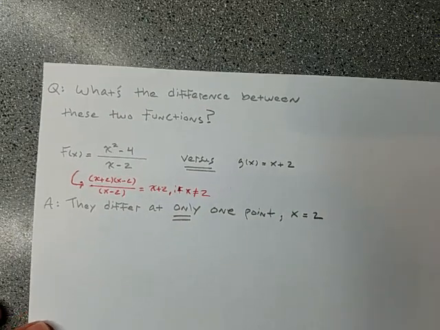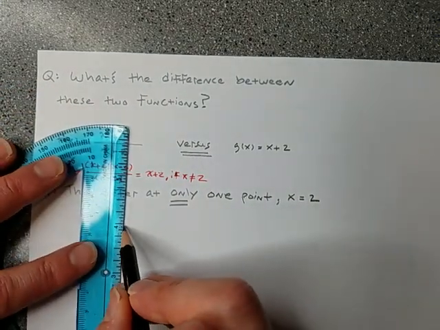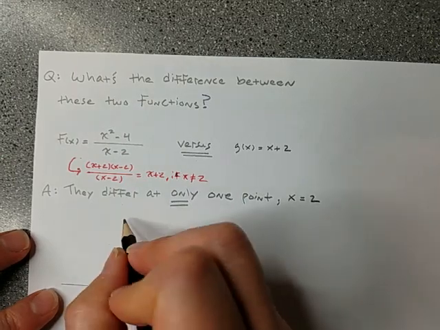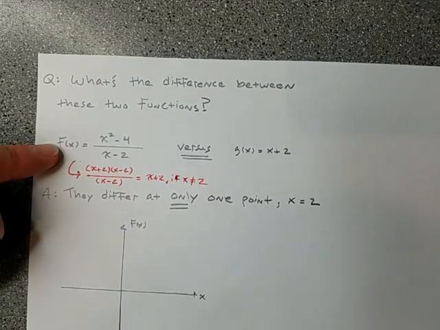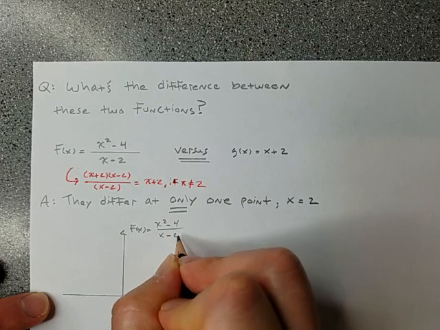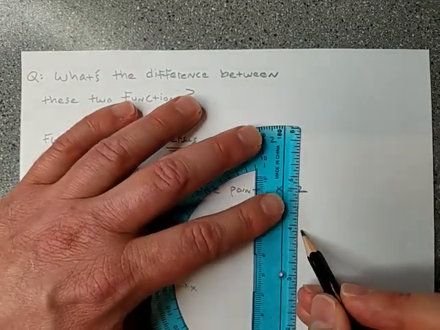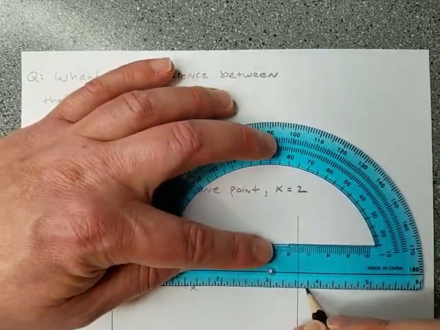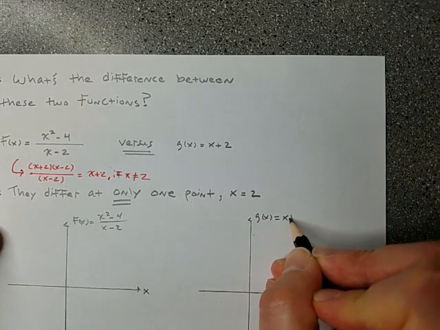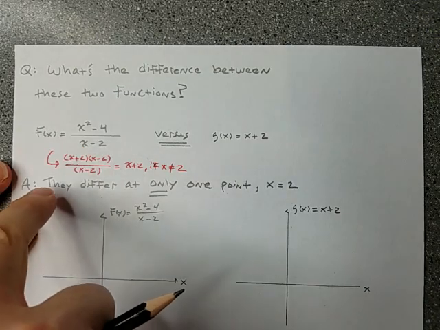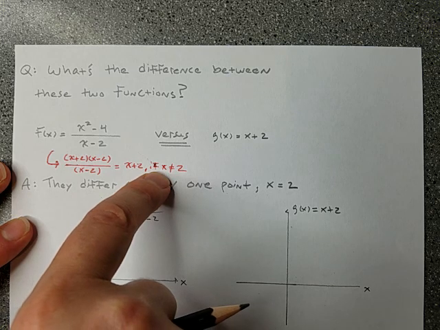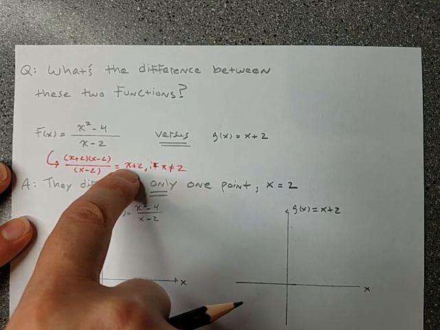So let's look at both of these together so you can see the difference. Here is the graph of f of x, that's x squared minus 4 over x minus 2, and I want to look at the other graph side by side with it. That is g of x equals x plus 2. This one is the same as that line, x plus 2, but I have to leave one point off.